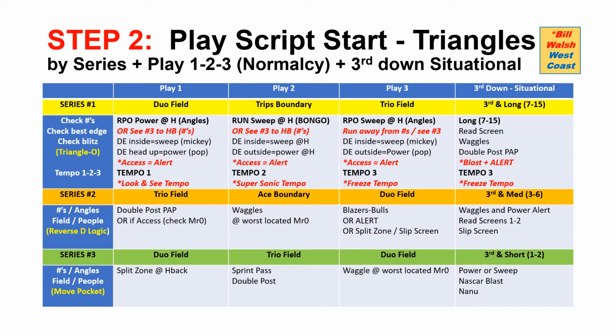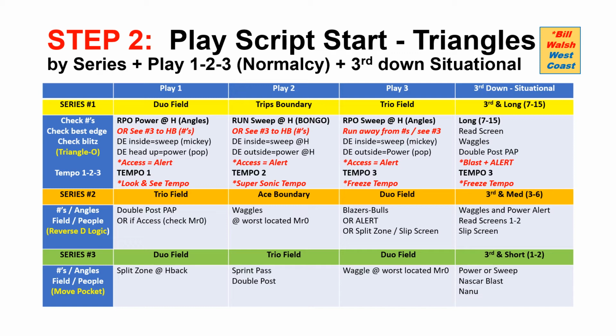Now, at any time in the series, if you get out of normalcy, you can see the last column there on the right is our third down situational. And you can see we've got third and long, where we would use freeze tempo now on these situationals. We've got a third and medium and a third and short, kind of a short list for you to pick from.